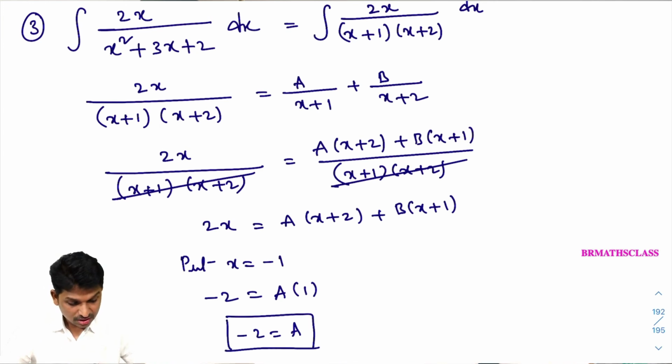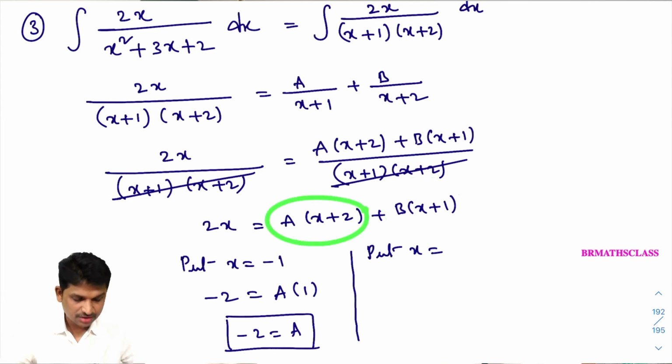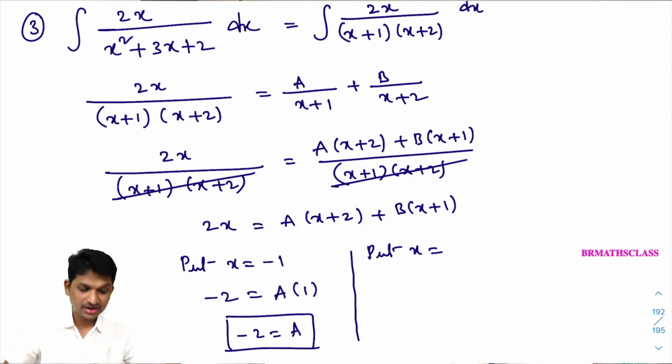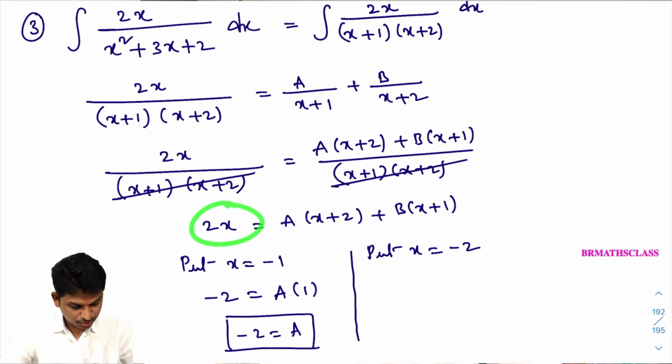Now I need the b value. If you want the b value, then you need to make this term 0. To make this term 0, you equate x plus 2 equal to 0. x plus 2 equal to 0 means what is x? x is minus 2, right? Put x equal to minus 2 in this.